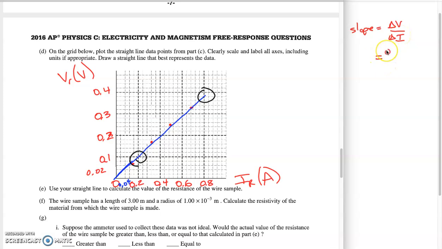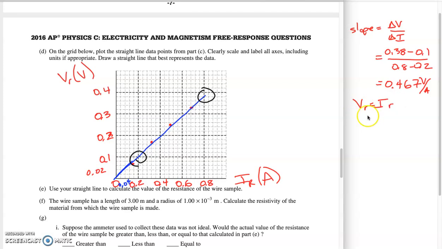So we have 0.38 minus 0.1 over 0.8 minus 0.2. And this gives me a value for the slope of 0.46 repeating, which rounds to 0.467. And that's volts per amps. Now going back to the equation, V equals IR, where this guy is Y, this guy is X. That makes the resistance the slope. So R equals 0.467, and that's going to be in ohms because that's how we measure resistance.